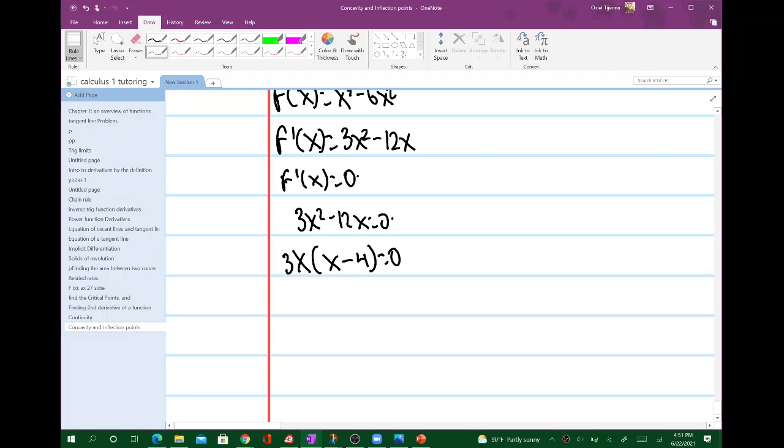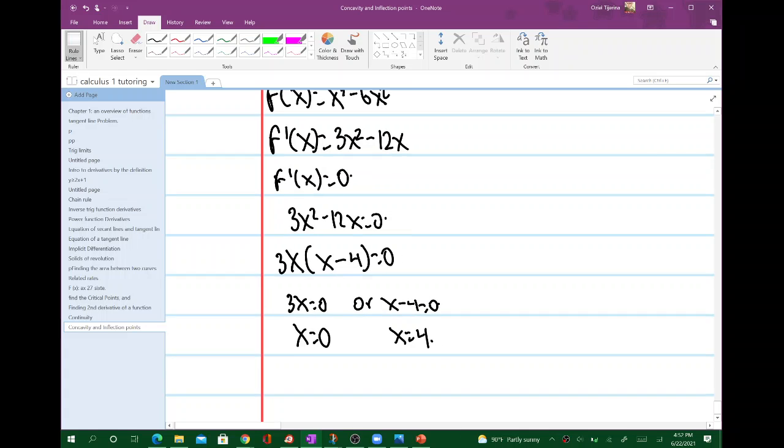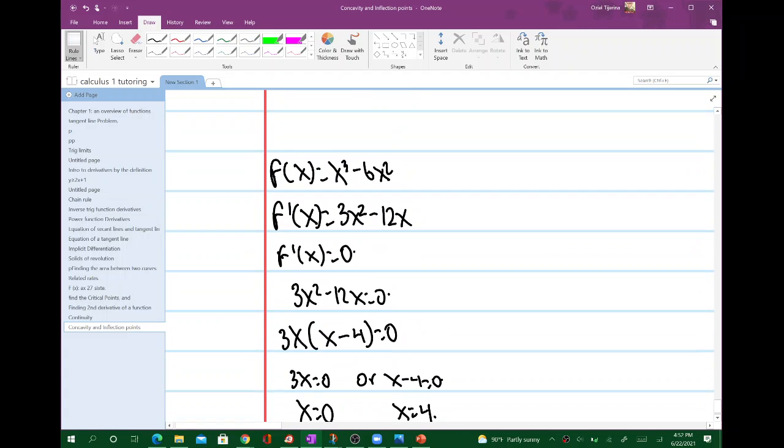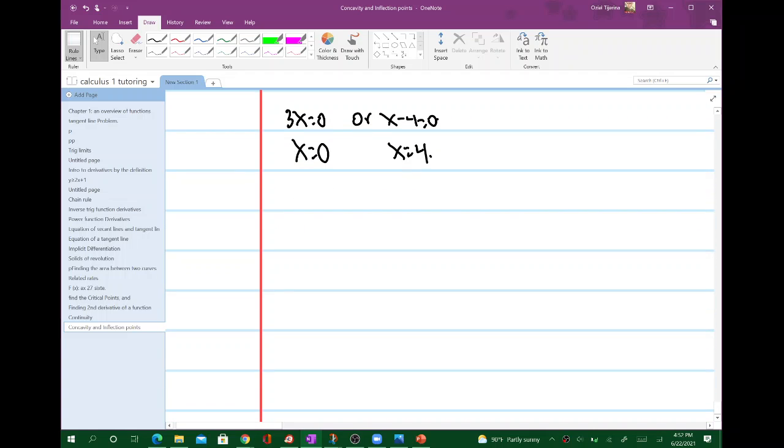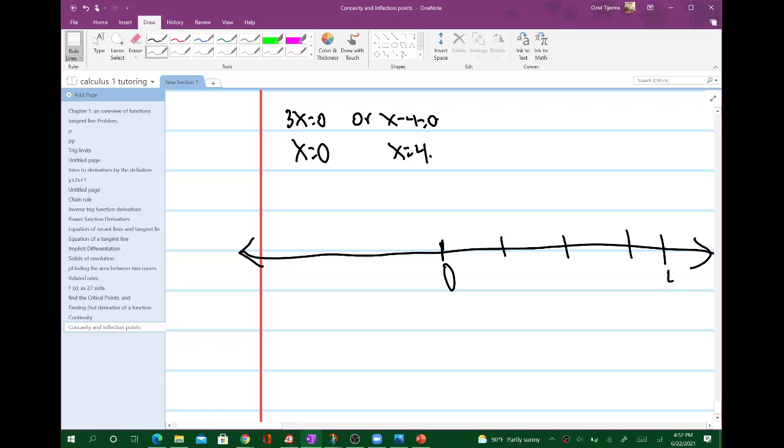And then that means that 3x equals 0, or x minus 4 equals 0. So then that means that x equals 0, or x equals 4, right? So that means we're going to do a number line. So we're going to go ahead and do a number line. And we have here x equals 0, and then it's 1, 2, 3, 4, right?